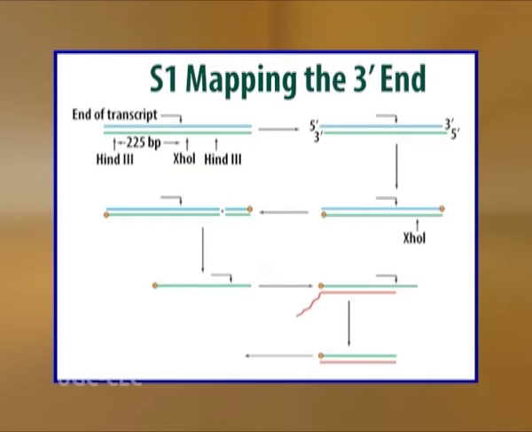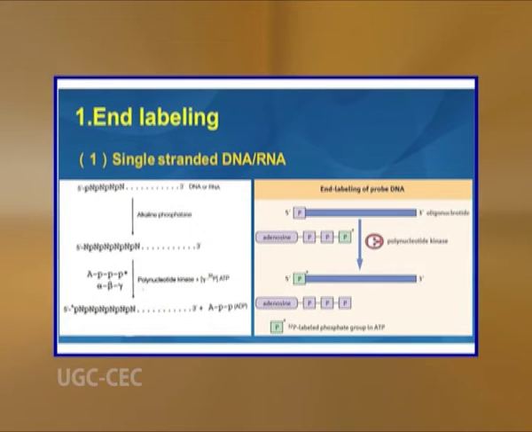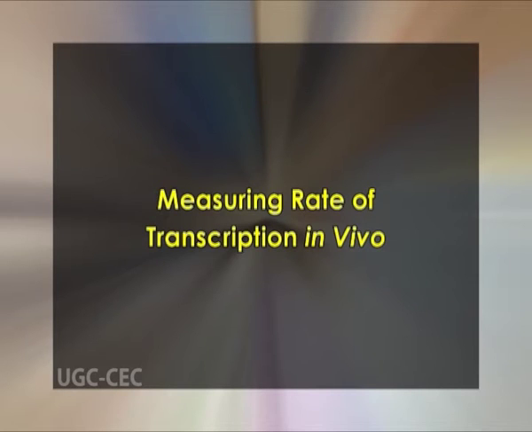One can also use S1 mapping to locate the 3' end of a transcript. It is necessary to prepare a 3' end labeled probe and hybridize it to the transcript. One important variation of S1 mapping is RNase mapping, or the RNase protection assay. This procedure is analogous to S1 mapping. The probe in this method, however, is made of RNA and can therefore be degraded with RNase instead of S1 nuclease. Now, let us talk about measuring the rate of transcription in vivo.